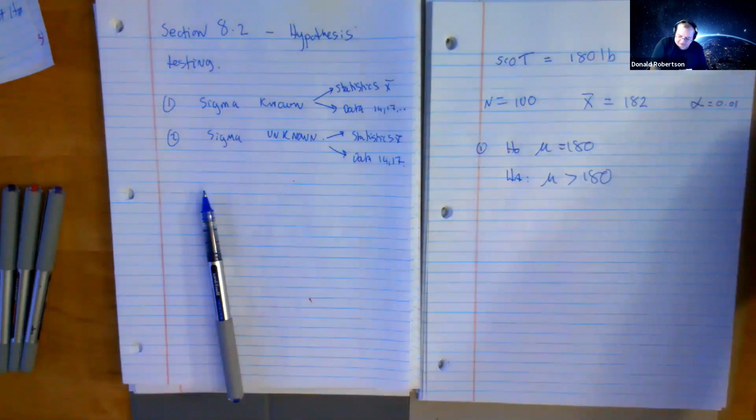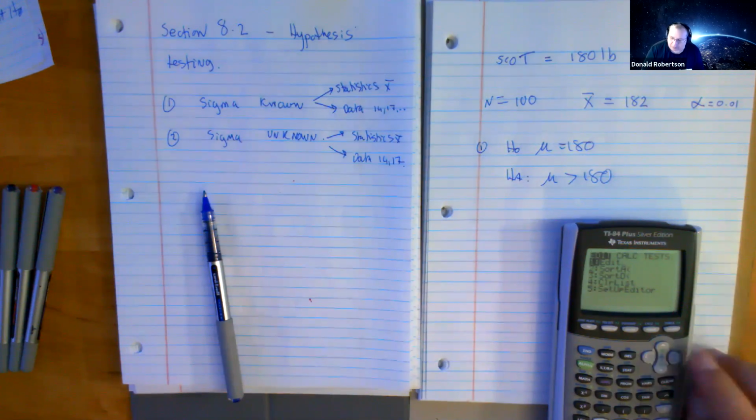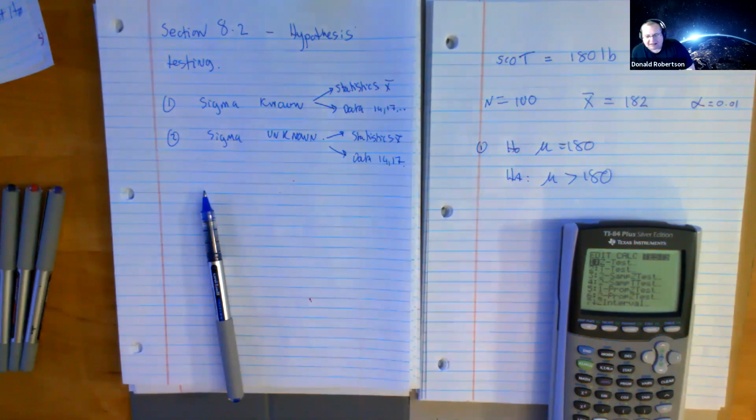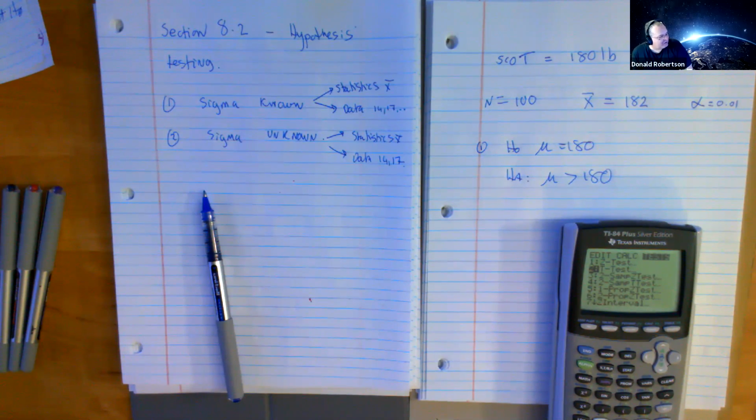Time for calculator. Clear this out. Now I'm going to hit start. I'm going to go over to tests. And I have to choose which one to do. Now I think I said somewhere, if sigma is known, it's a Z, and if sigma is unknown, it's a T. T-test. So number 2. You see how you tell? If you know sigma, it's a Z. If you don't know sigma, it's a T. That's the way to remember.